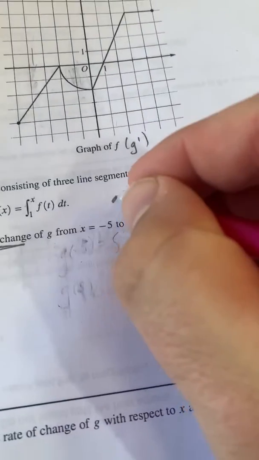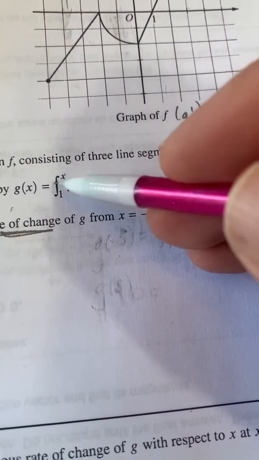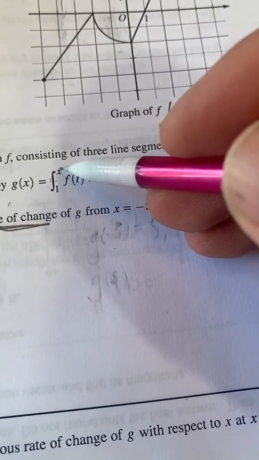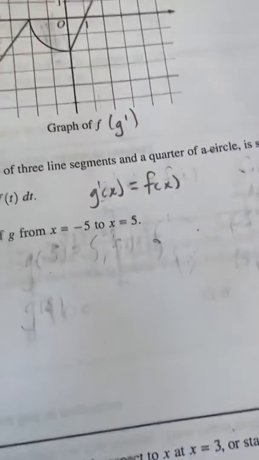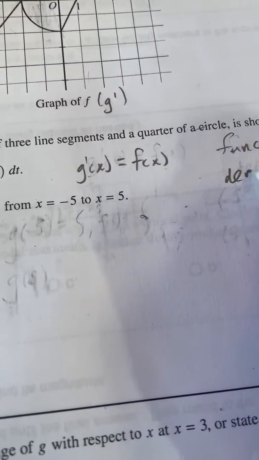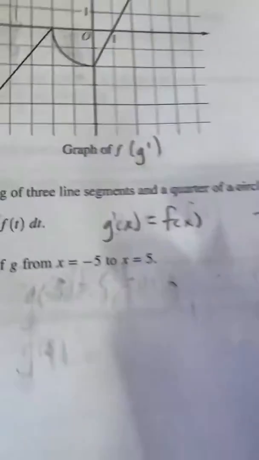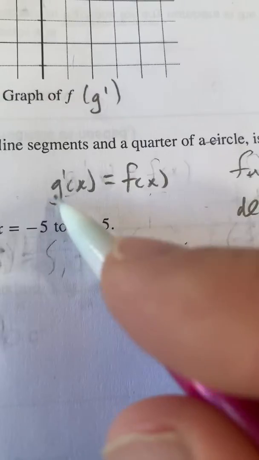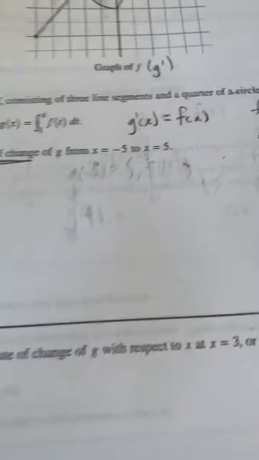If I were to take the derivative of g, you recall that when I take the derivative of an integral, the derivative and the integral kind of erase each other, and this x replaces the t here. So that means g prime of x equals f of x. The function is g and the derivative is f, because f is literally equal to g's derivative. So this function they've called f, I could call g prime.